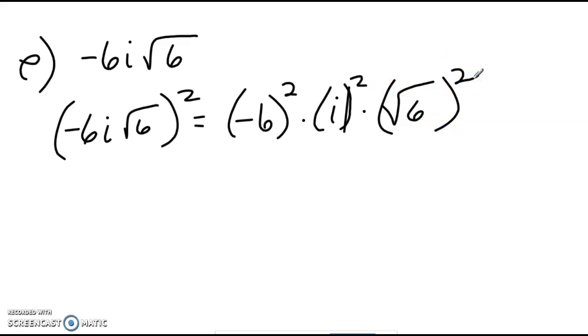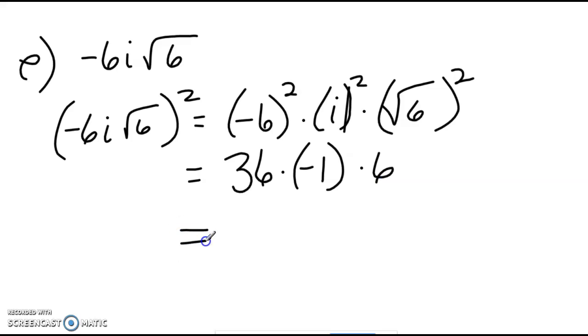Now you may be able to do this in your head, and that's okay. But just in case, I'm going to spell it all out for you so that you can understand where everything's coming from. So again, negative 6, we're squaring that whole term. So negative 6 times a negative 6 would be 36. i squared, we can substitute a negative 1 in for that. And then the square root of 6 squared would be the square root of 36, which is 6. So now I can just multiply. 36 times a negative 1 would be a negative 36. And then take that times 6 would be a negative 216.